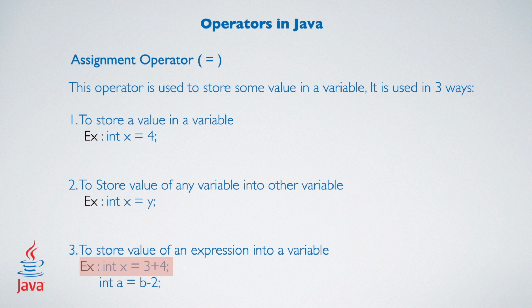So here we have int x equals to 3 plus 4, where 3 plus 4 is an expression and which will return 7. So 7 will be stored in variable x. Let us see another example, int a equals to b minus 2, where b minus 2 again is an expression and its value will be stored in variable a.